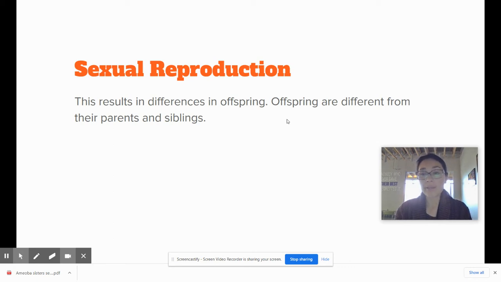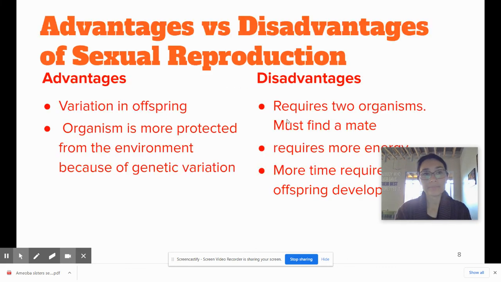You're not going to look exactly like your parents. You may look similar, but you don't look exactly. And then you also look different from your siblings because they got different DNA from your mom and different DNA from your dad, even if you guys had the same parents. And of course, if you have different parents, then you're definitely going to look different.